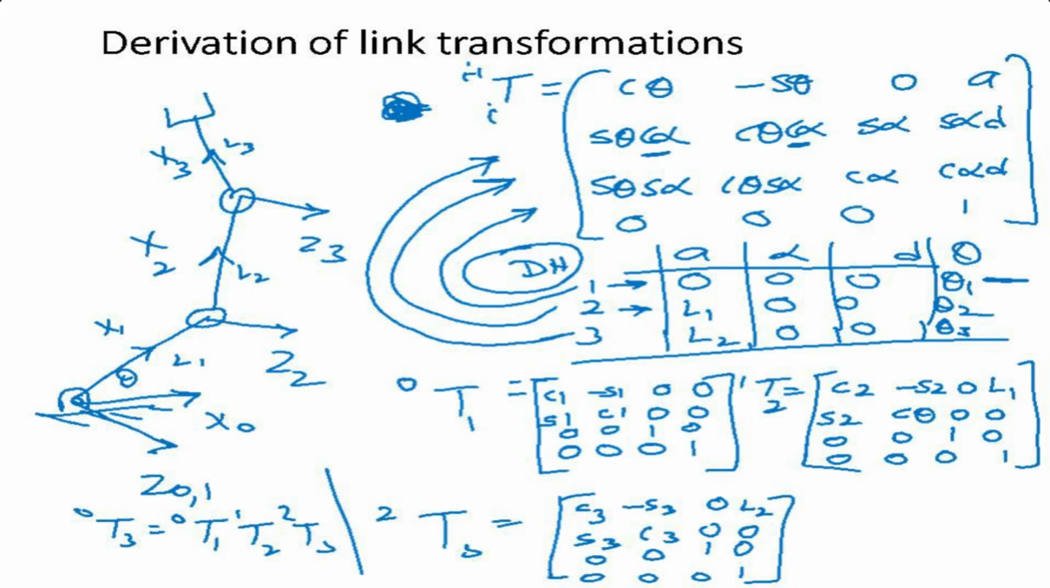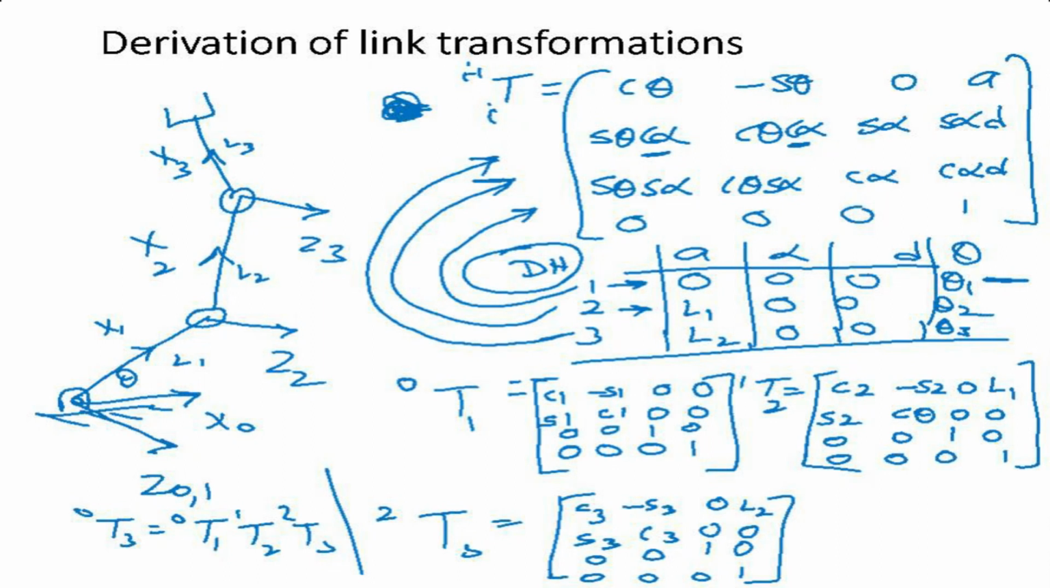So T 0 to 1 relates the first frame to the base frame 0. Now, why do I need to get this? Because I want to go from the 0 frame to the third frame. So if I need to go from the 0 frame to the third frame, then what I'm going to get is T0 to 1, T1 to 2, and T2 to 3. I just multiply them out. So what we get here is 0, 0, 0, 1.